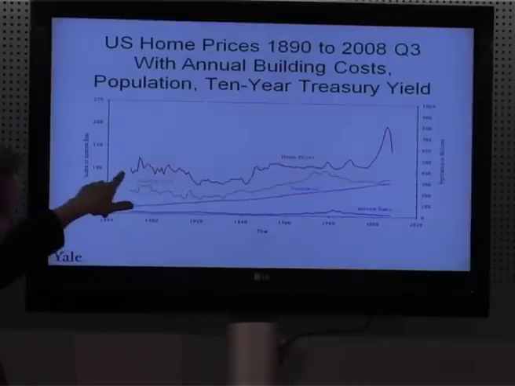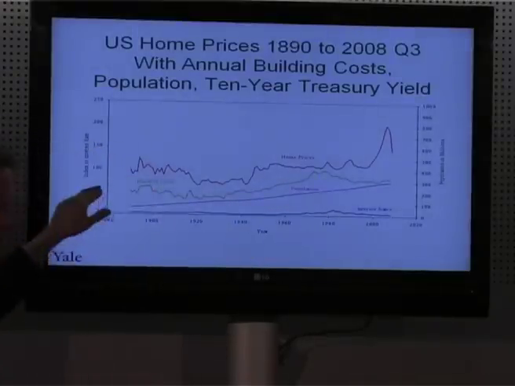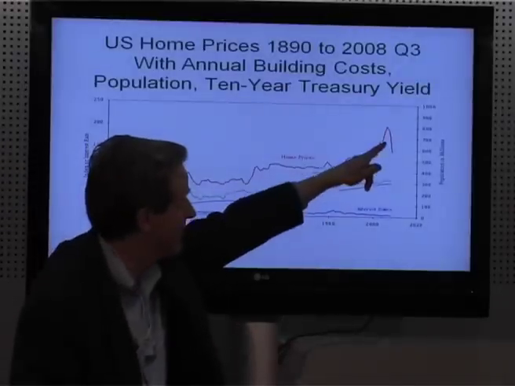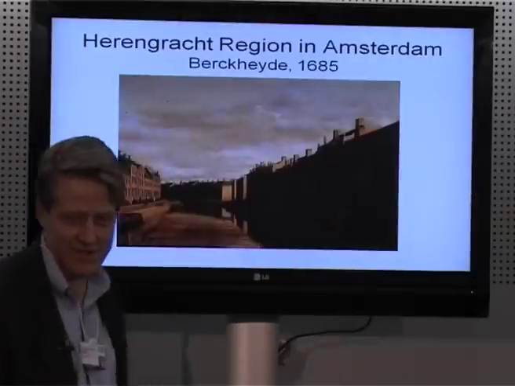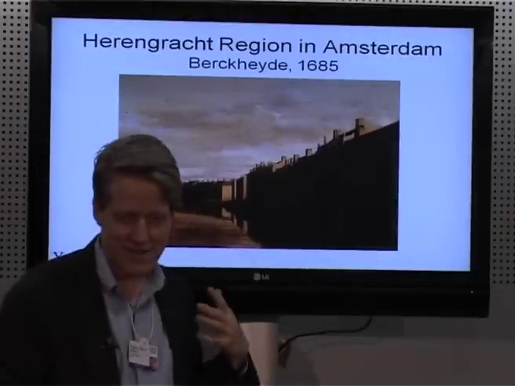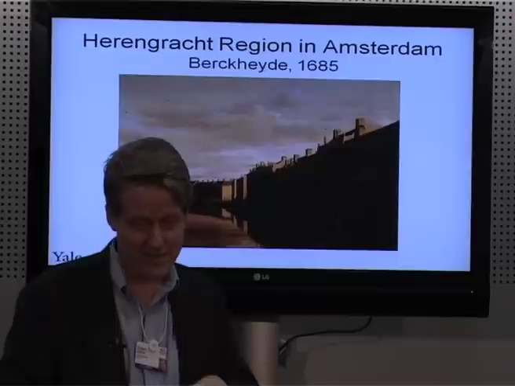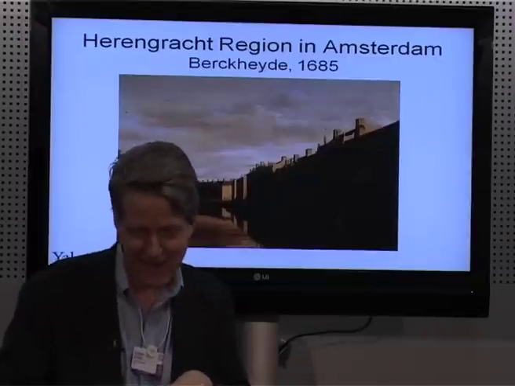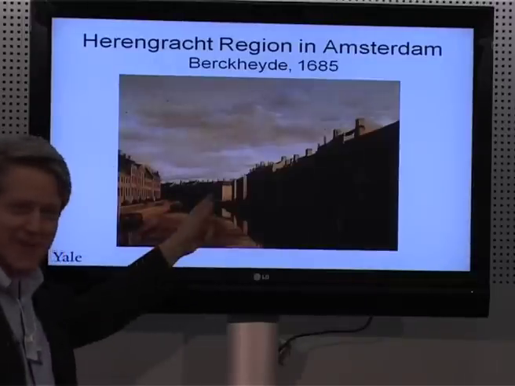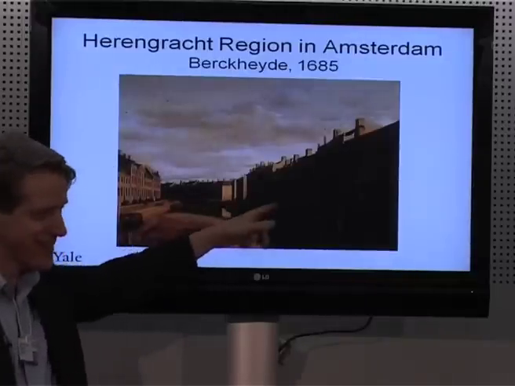Incidentally, I admire the environmental performance index because I'm an index builder. This is my home price index for the United States from 1890 to the present in real terms, and you can see the incredible boom we've had recently. This is the root cause of the crisis. I wanted to just show that it's international and goes back a long time, the volatility of real estate prices. This is the Herengracht region of Amsterdam in 1685, and some of you have been there, right? It looks just like that today.